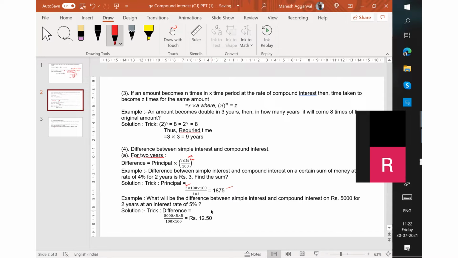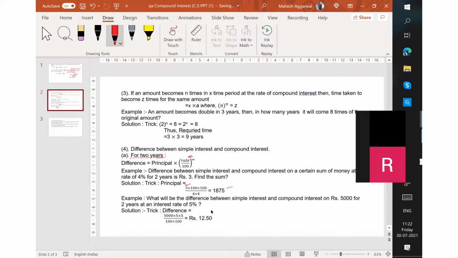Okay. We'll be going to the exercise, and before we go there, we have one more PPT, which is quite relevant and important. See, I had told you that whenever it is not mentioned in the question what the periodicity of the interest is, the interest is calculated on a yearly or annual basis.